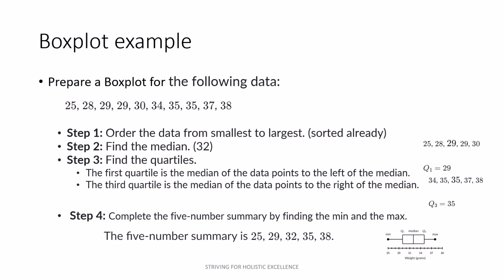Similarly, for finding the third quartile, we have to go to the right of the median, that is right of 32, which is again 5 values, that is 34, 35, 35, 37, 38.